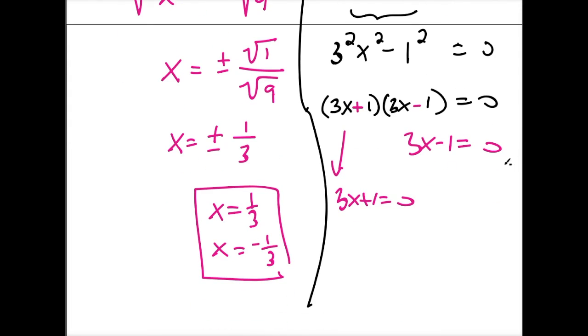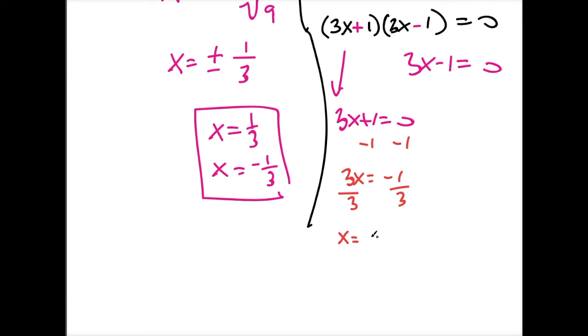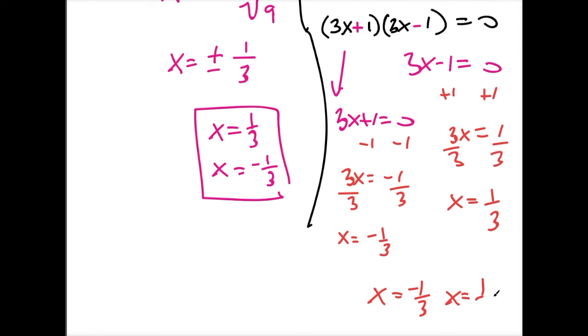Then you solve each one independently. So minus 1, 3x equals negative 1, over 3 over 3. x equals negative 1/3. Yes, there it is. Then you go plus 1, 3x equals 1, over 3 over 3. x equals 1/3. Yes. So you're going to get x equals negative 1/3 and x equals 1/3. And then we're going to box it.